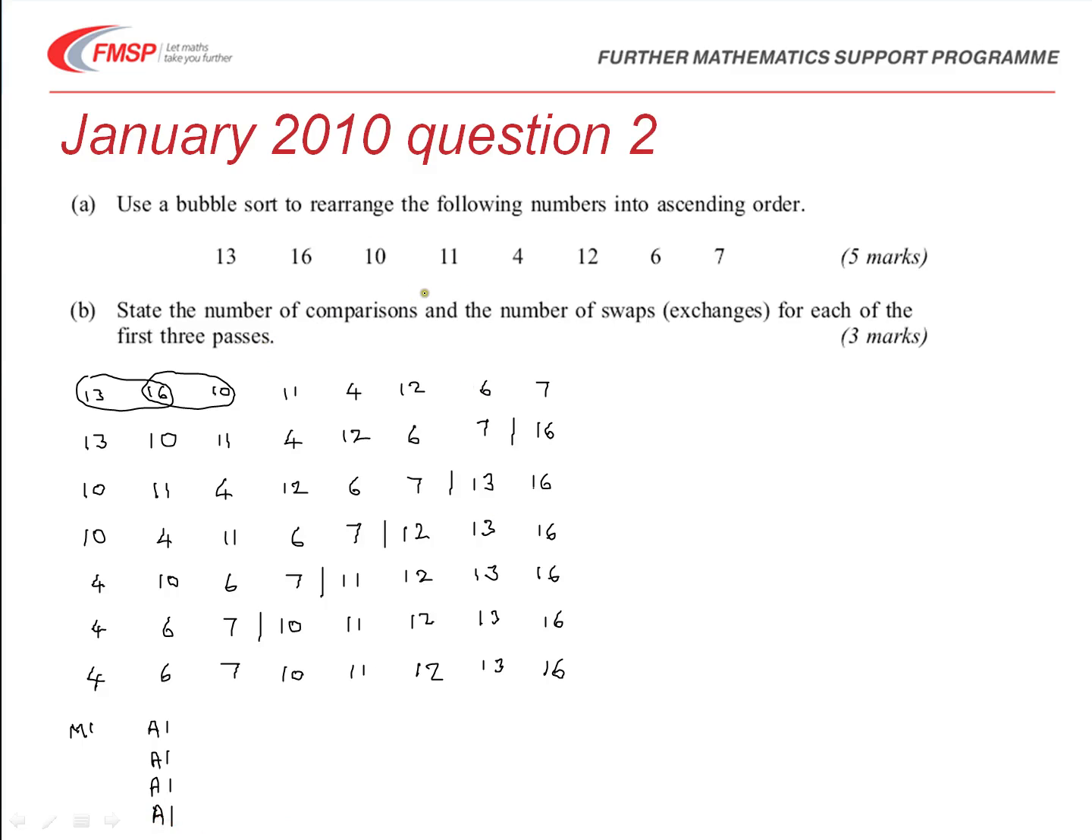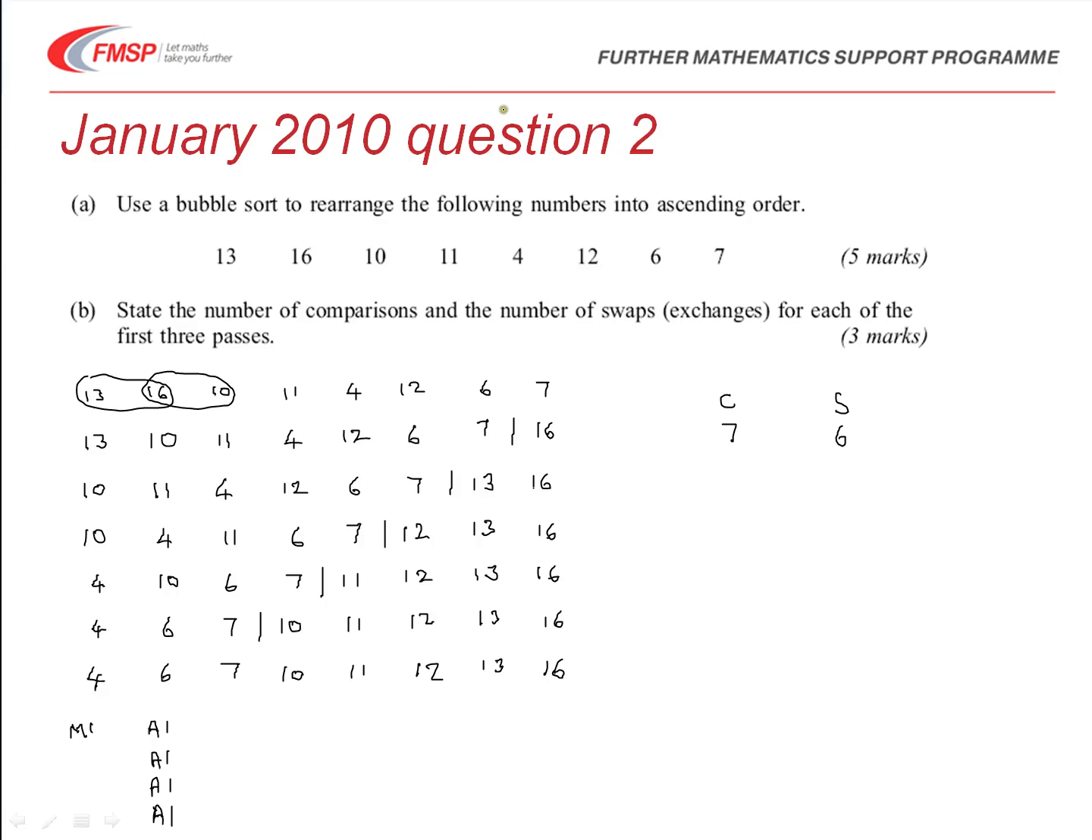It then says state the number of comparisons and the number of swaps for each of the first 3 passes. So we want the comparisons and the swaps. So in the first run through, we did 1, 2, 3, 4, 5, 6, 7 comparisons. We didn't swap on the first time, but then we swapped on all of the subsequent ones, so there were 6 swaps altogether.